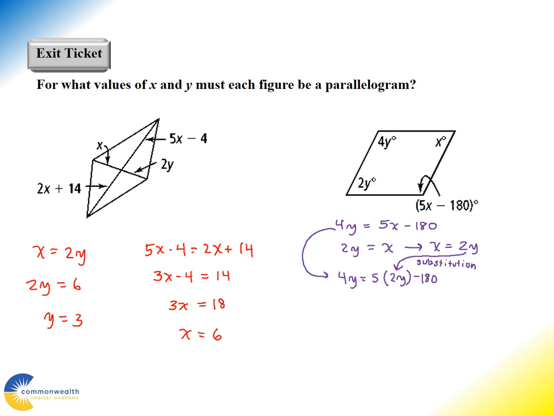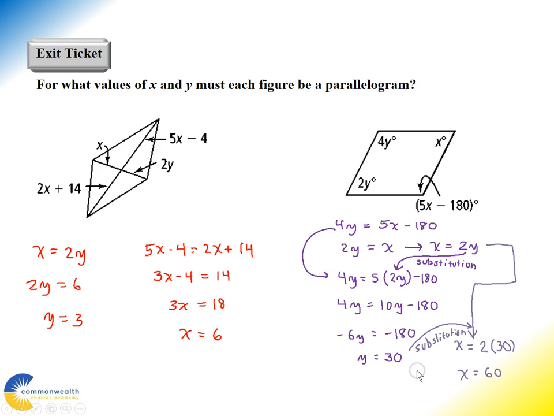I do note that x equals 2y, and I did substitute. So 4y equals 5 times 2y minus 180. So 4y equals 10y minus 180. I subtracted 10y from both sides, and then divided both sides by negative 6 to get that y equals 30. And if x equals 2 times y, that means that x has to be 60.